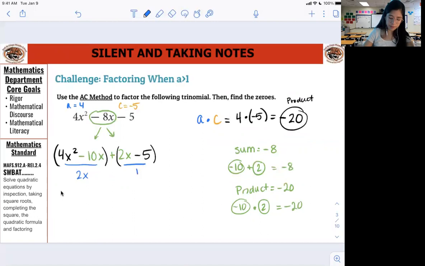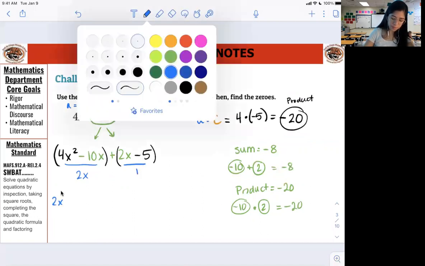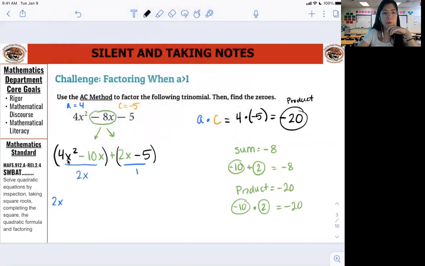So 2x goes in the front. And now let's see what we get. So 4x squared divided by 2x, what does that leave me with? 2x. I mean, just x. No, no, no. You had 2x correct. Just 2x. So 4 divided by 2 gives me 2. x squared divided by x leaves me with x.